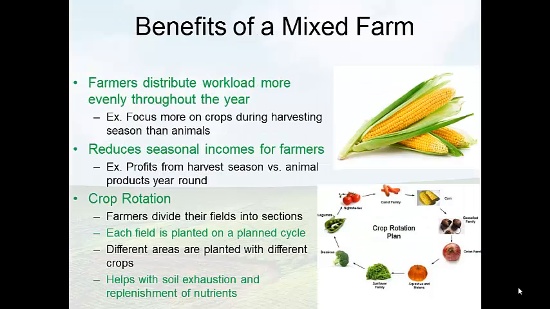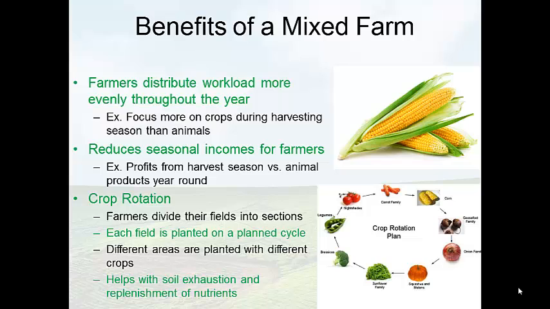What are some benefits of a mixed farm? Well, farmers distribute the workload more evenly throughout the year. In other words, when it comes time for harvesting crops, they focus their attention on that. Yes, they still feed the animals. Now, this reduces seasonal incomes for farmers as well, so they don't just get paid a handsome amount during the harvest season when they can sell animal products year-round.